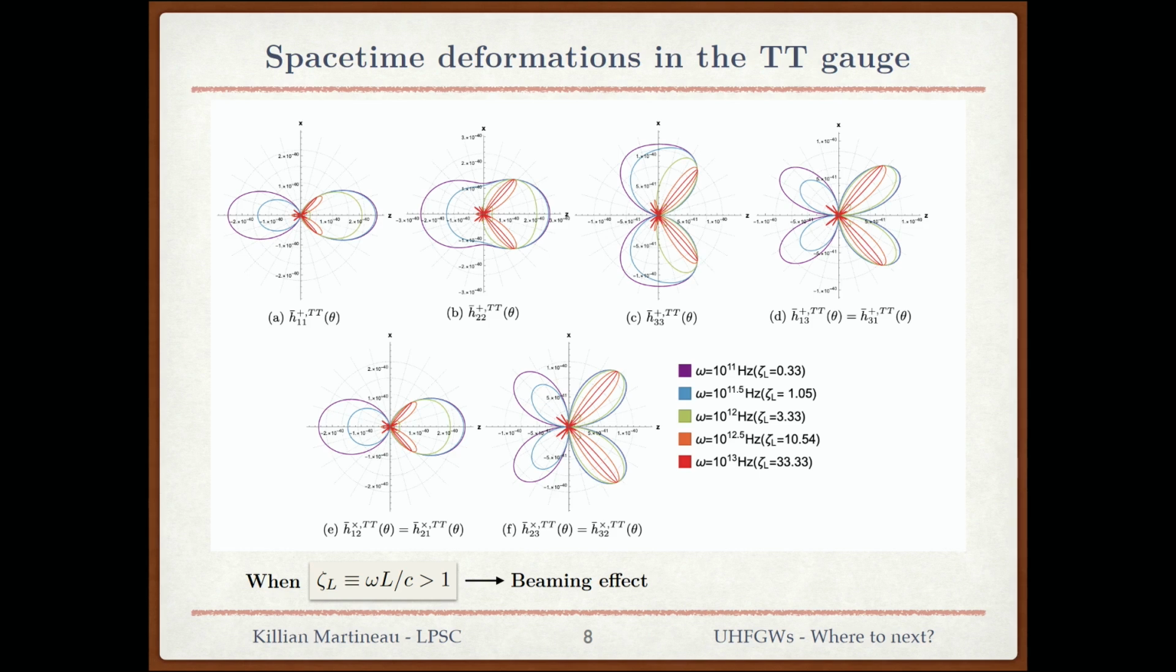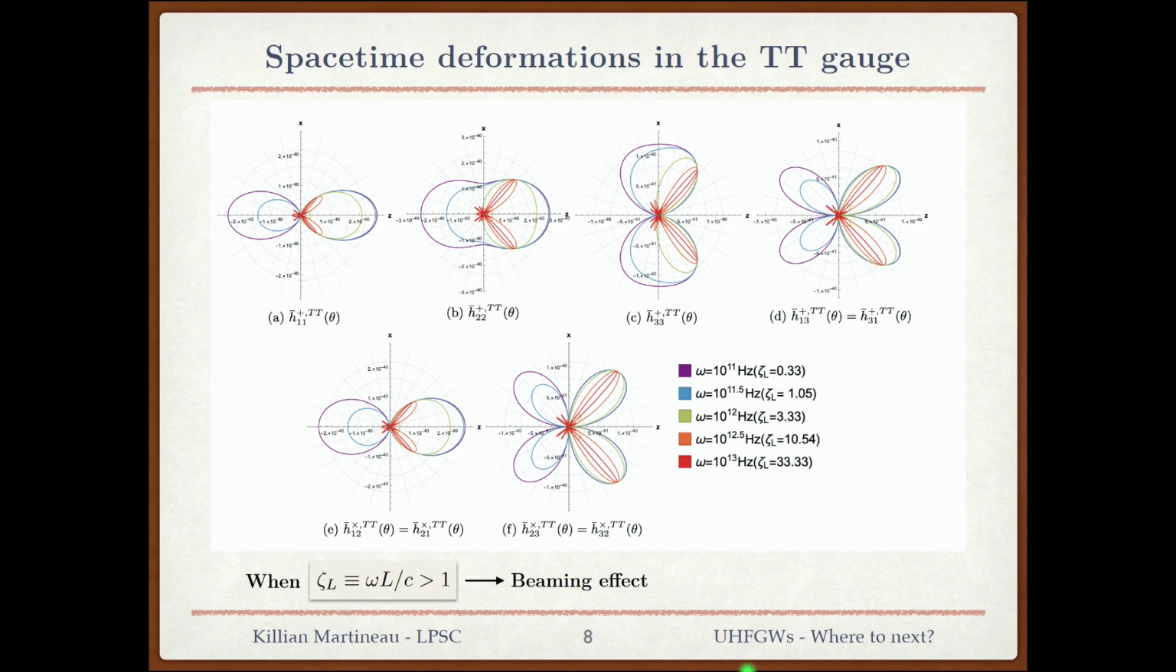Let me take an example. For example, in here, I have represented the different components of h mu nu in the TT gauge, so the gravitational wave, in the z-x plane, where z lies along the optical axis. There is an interesting thing that occurs in here when these parameters, zeta L, that corresponds to the product of the pulse frequency times the interaction length divided by the speed of light, becomes greater than 1: there is a beaming effect that occurs.